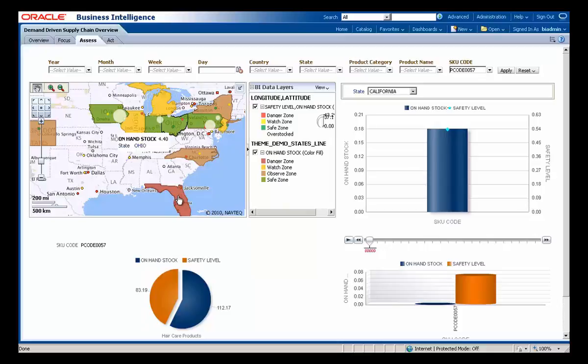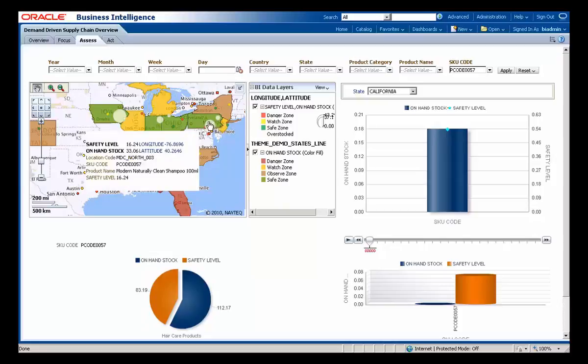The colors are very meaningful in the geospatial chart. For example, the red color in a particular state means that the demand supply situation in that state is in the danger zone. The yellow color means the demand supply situation is in the observed zone. The green color means the situation is balanced, while the white color means it is an overstocking situation. If you would like to view further details for one particular store, a regional distribution center, or a distribution center, you simply need to hover over the pie.